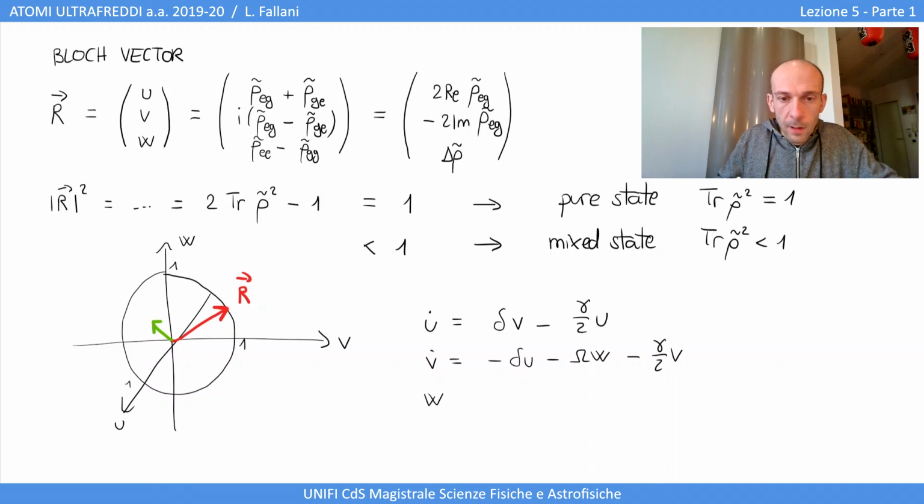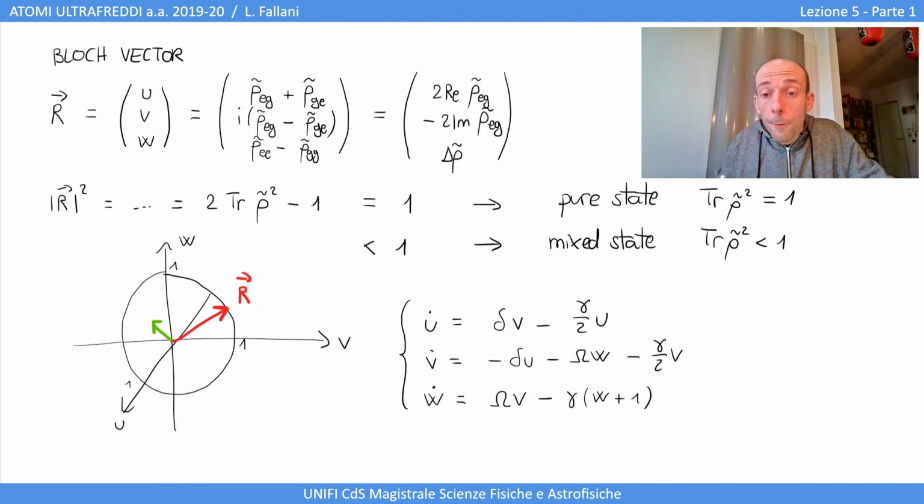And then w dot is omega v minus gamma times w plus 1. So these are the same optical Bloch equations that we have already studied, recast here in terms of components of a Bloch vector. And why is it interesting to rewrite them in this way?